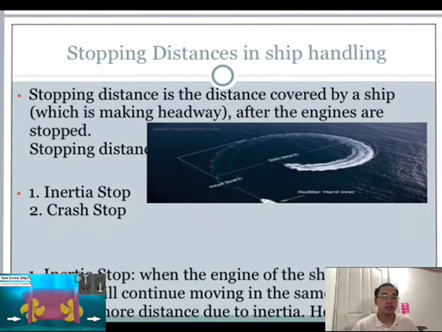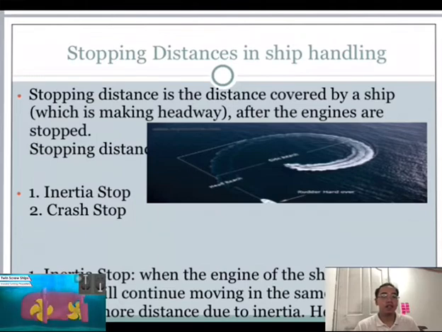Stopping distance in ship handling. Stopping distance is the distance covered by a ship after the engines are stopped. There are two types of stopping distance. First is the inertia stop. It happens when the engines of the ship are stopped, but the ship still continues moving in the same direction for some more distance due to inertia. Here, no astern command is given, and hence the ship will travel more distance in the inertia stop method.